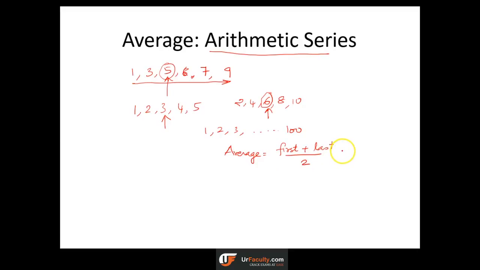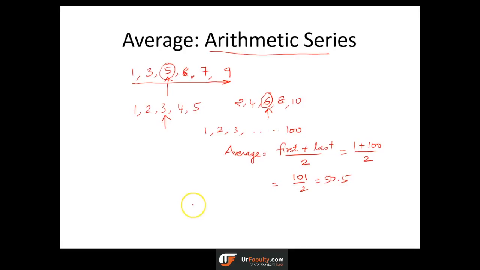And how do you arrive at that here? Let's take the same thing. What's the first number? 1. And what's the last number? 100, by 2. And the value that you get is 101 by 2, which is equal to 50.5. You can check this. You can apply this for all the other series.